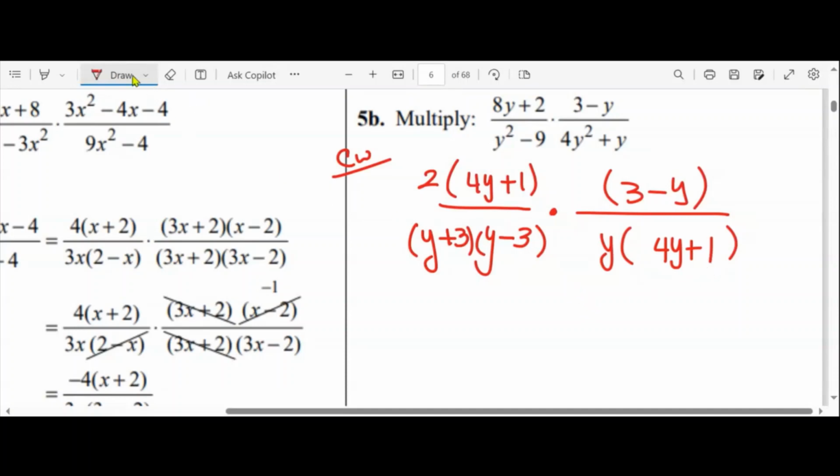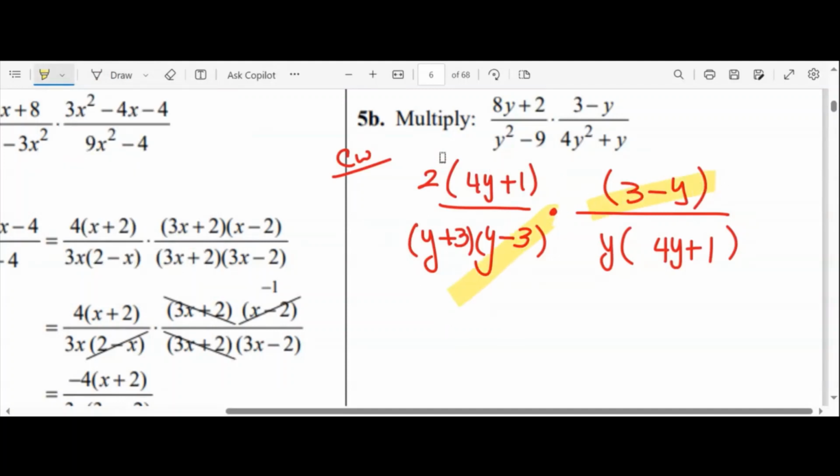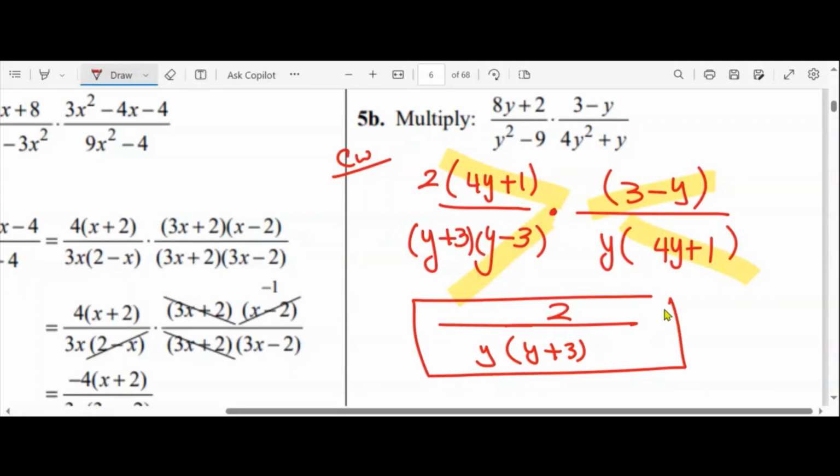Okay, you like to kill? Yes. Let's kill. Kill what with what? 4y plus 1 and y plus 1. So what's left? 2 over y plus 3. Easy as easy?